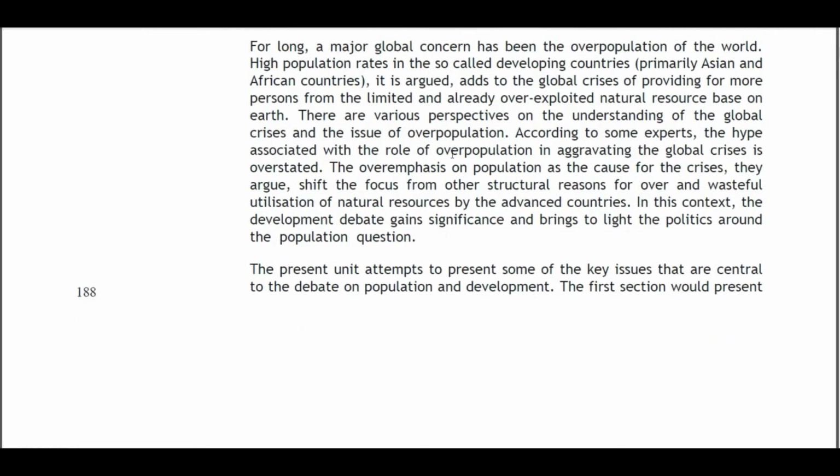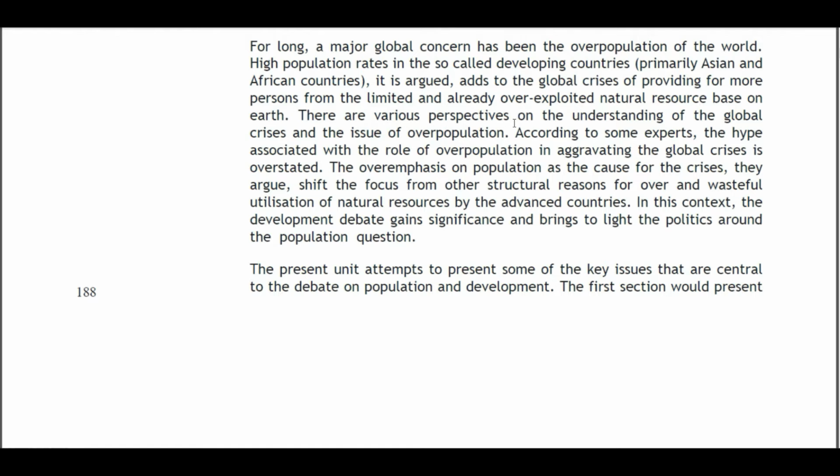For long, a major global concern has been the overpopulation of the world. High population rates in the so-called developing countries, primarily Asian and African countries, it is argued, adds to the global crisis of providing for more persons from the limited and already overexploited natural resource base on Earth.